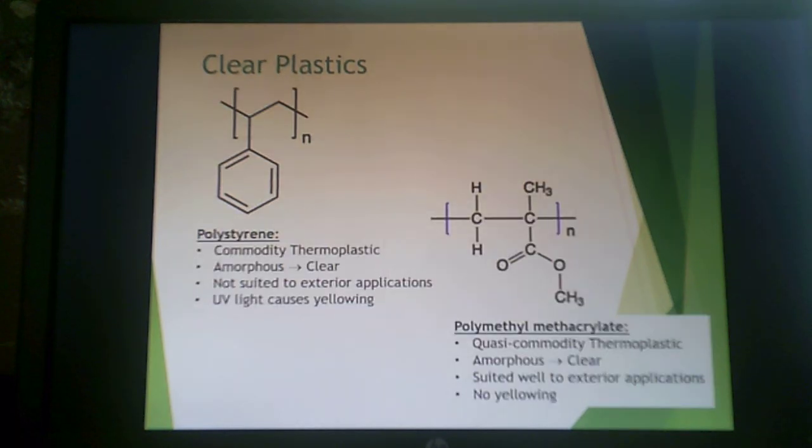So then we're going to take a look at two different clear plastics. The first one is polystyrene, the other one is polymethyl methacrylate. Now here are their structures. Polystyrene is classified as a commodity thermoplastic. Polymethyl methacrylate is classified as a quasi-commodity thermoplastic. So we already know there's a difference in those two.